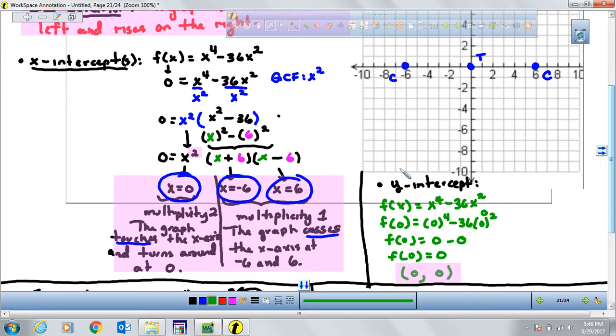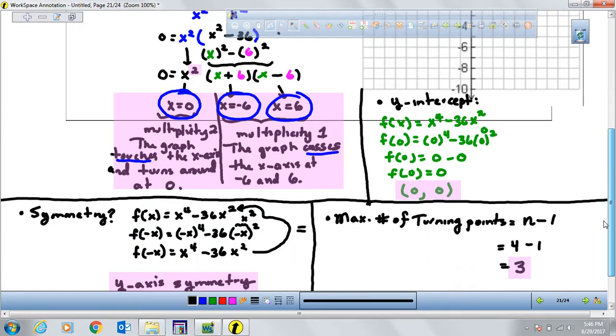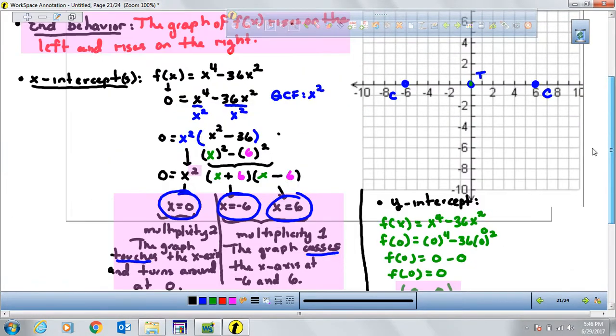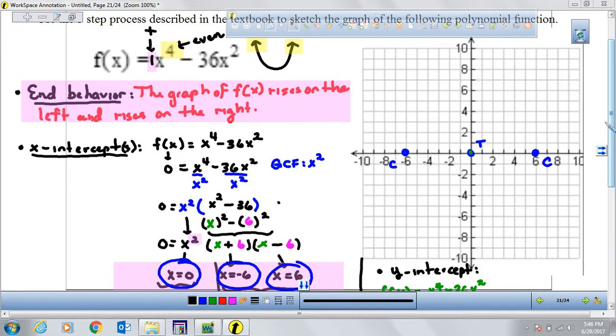Now, my y-intercept is 0, 0, so it is right in the middle. It's that same point. Then, it has y-axis symmetry, so it's going to look the same on both sides of the y-axis. I'm going to put a little dotted line to remind you that the graph is going to look exactly the same on both sides of the y-axis. It's going to be symmetrical, left and right. Now if we look at the end behavior, at the end on the left side it's going to rise, and at the end on the right side it's going to rise. So it's going to rise on both sides.